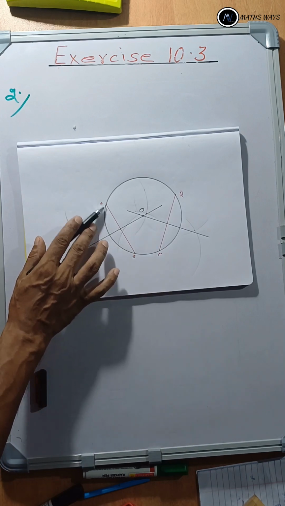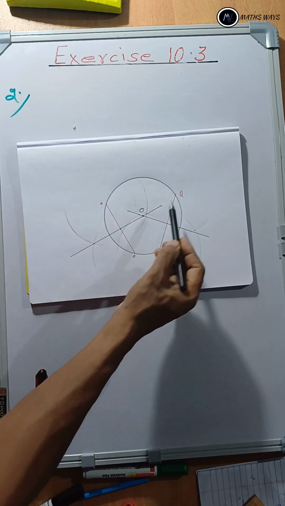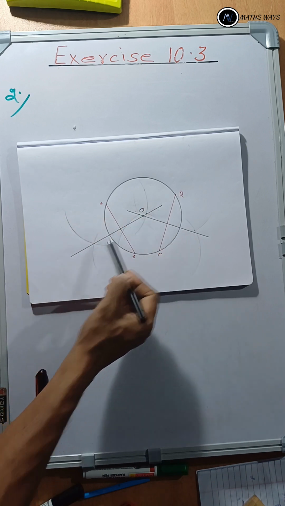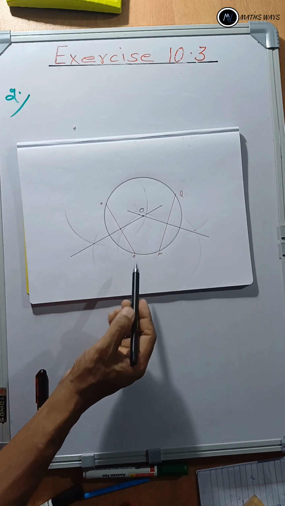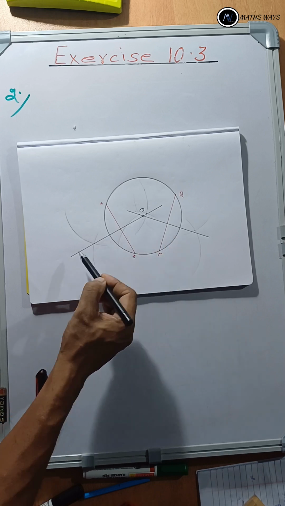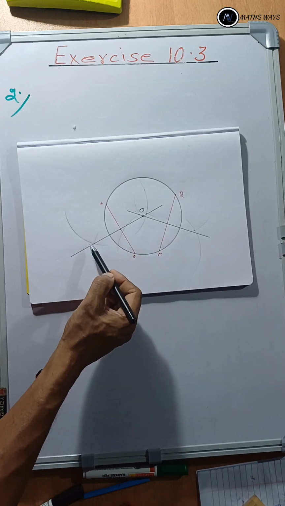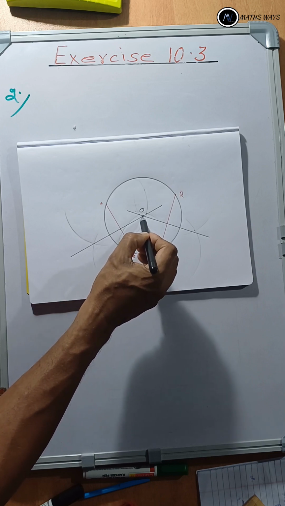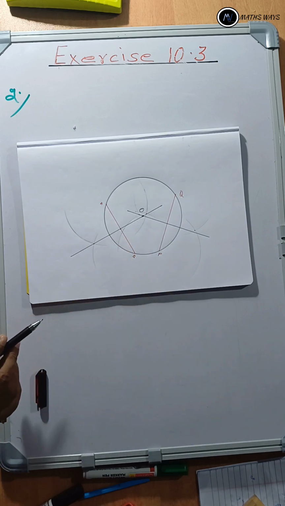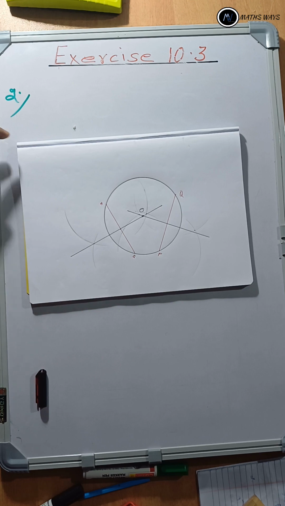First draw two chords, then construct the bisectors of these two chords, then the point of intersection of these two bisectors is the center of this circle. Like this way we find out the center of the circle. Okay, now the second question is completed.